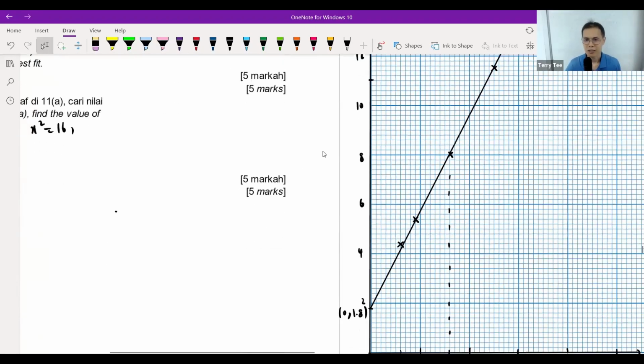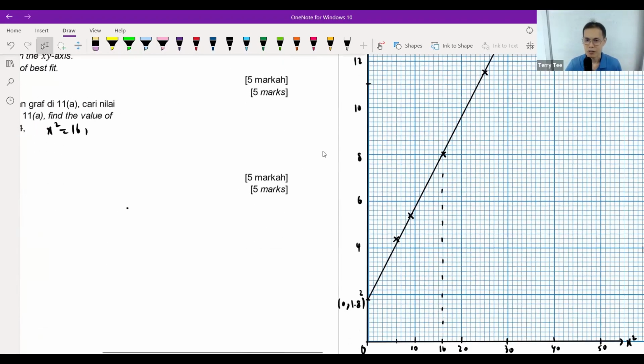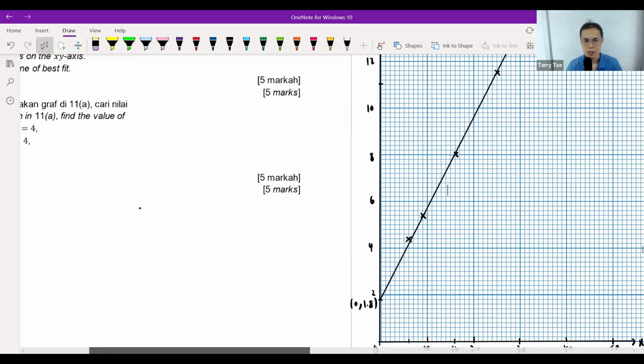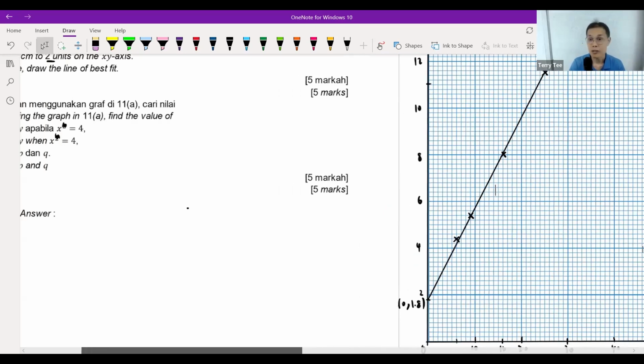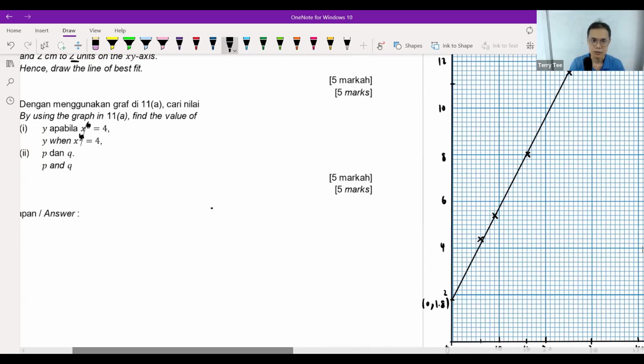I tell you what, it's better to change the original question because it's very weird. So it's okay, I'll just take x squared equals 4. We don't need to change the question because we already have 16 from the original value. So your x squared equals 4. So read 4 from here.